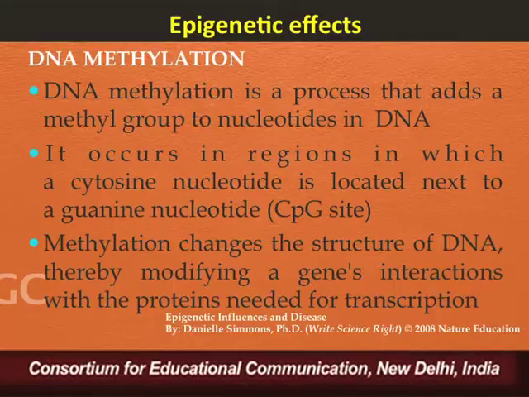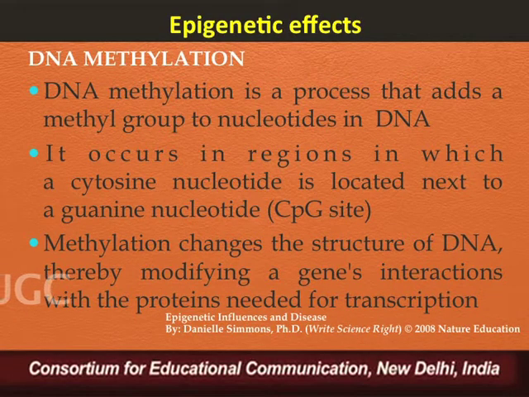So these epigenetic factors cause a change or alteration in the DNA, or they produce RNA, which leads to alteration of the expression of the genotype. Now how do they do so? There are a number of mechanisms by which they do so. One of them is DNA methylation.